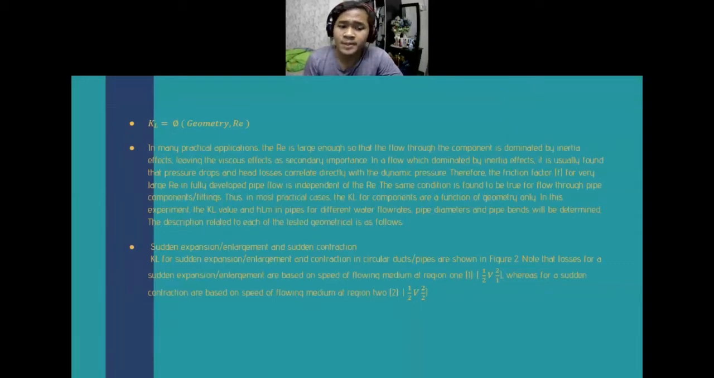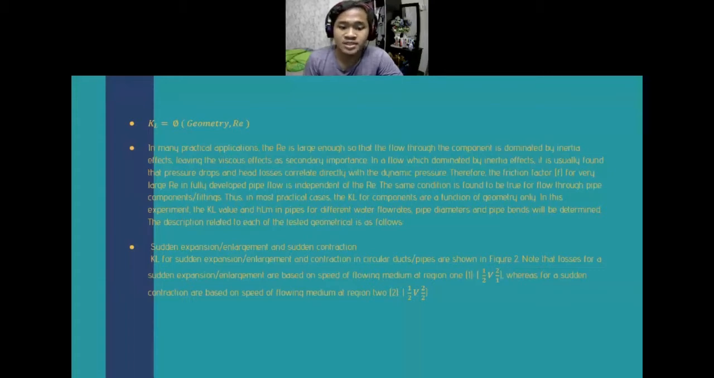In many practical applications, the RE is large enough so that the flow through the component is dominated by the inertia effect, leaving the viscous effect as secondary importance. In a flow dominated by the inertia effect, it is usually found that pressure drop and head losses correlate directly with the dynamic pressure. Therefore, the friction factor F for very large RE in fully developed pipe flow is independent of the RE. The same condition is found to be true for flow through pipe components or fittings.